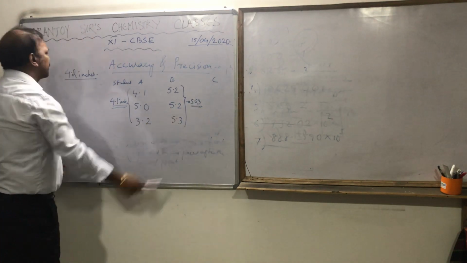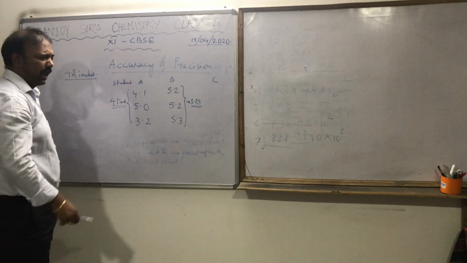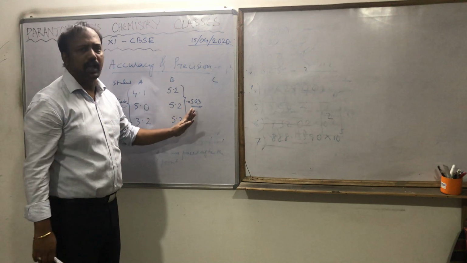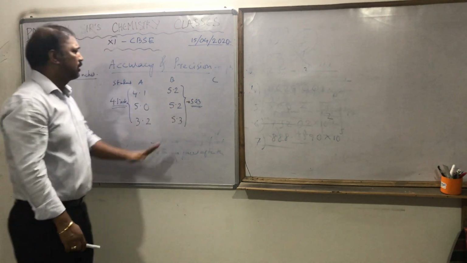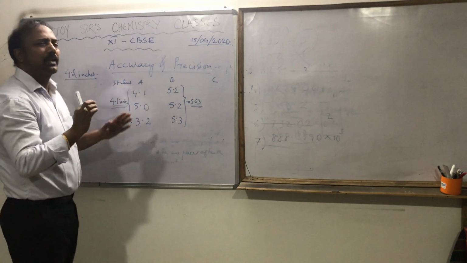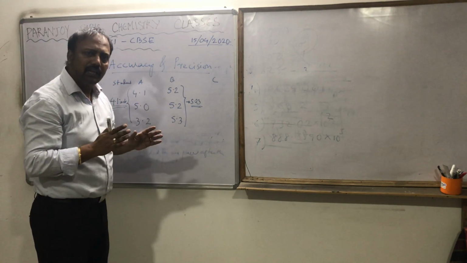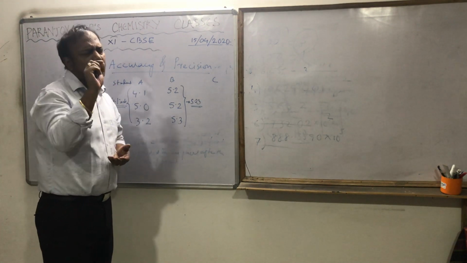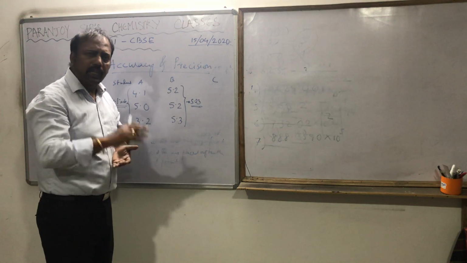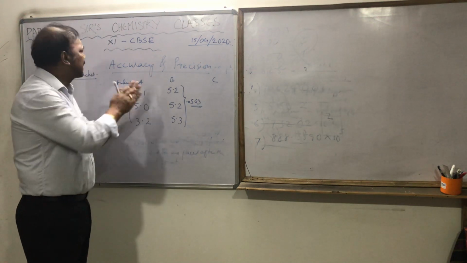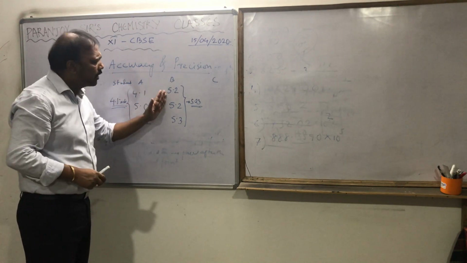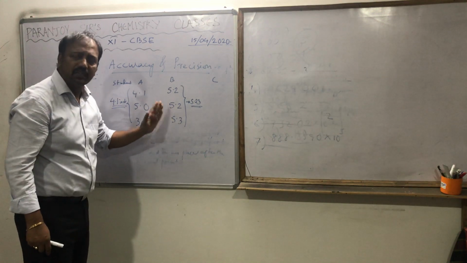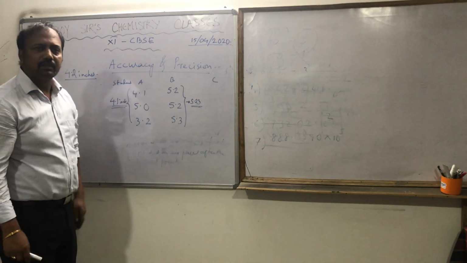See the second student? His value, what value he told, is far away from the actual value. So he is not at all accurate. But he has done his experiments very minutely, very seriously, and he knows the method and he did it. Maybe his instrument was wrong. Maybe somewhere some process was wrong. That is why he found the values that are deviating from the actual value. But all 3 times he got very similar values. This is called precision.